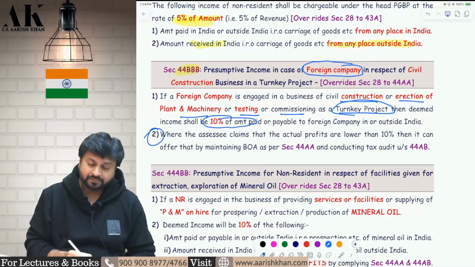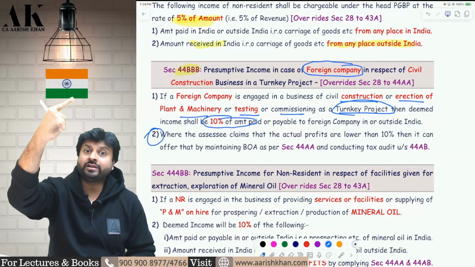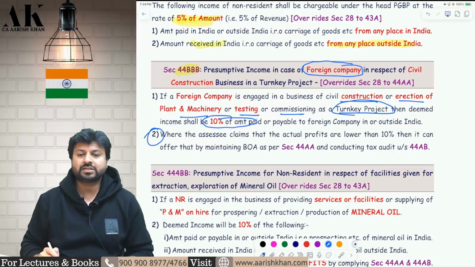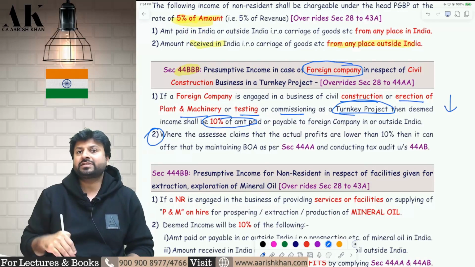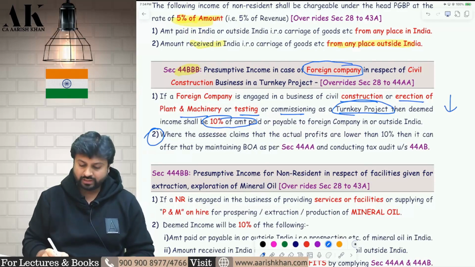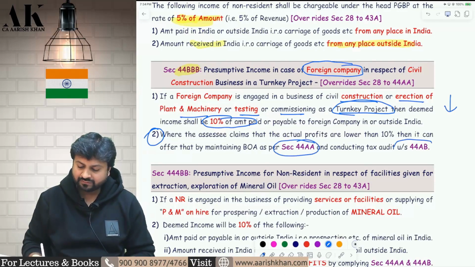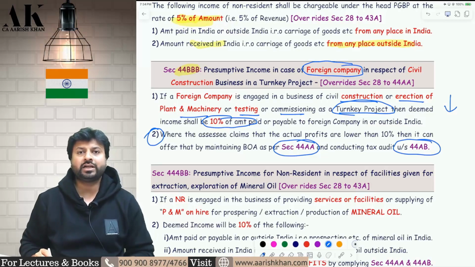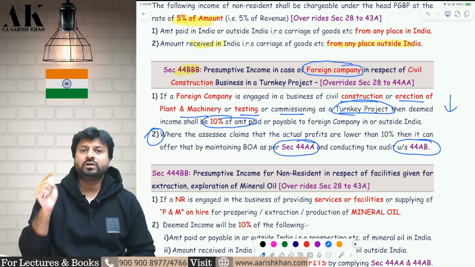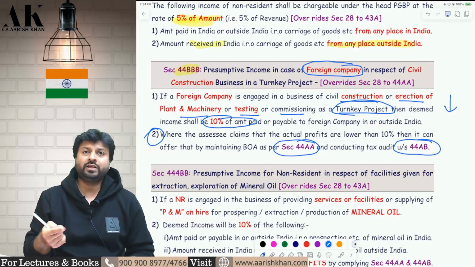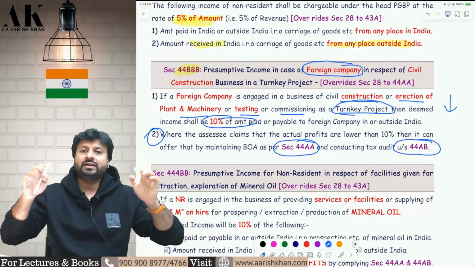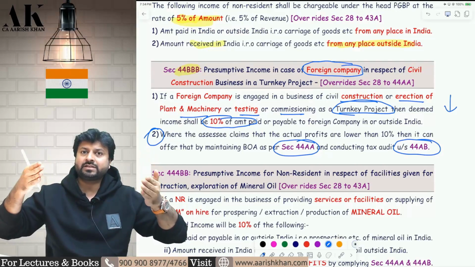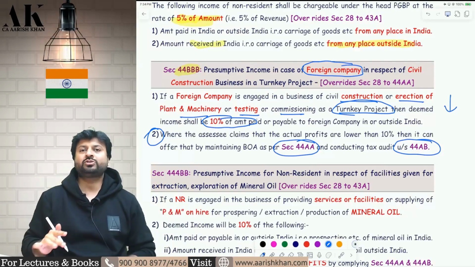Now, in this section, there is a special benefit which was not there in the previous two sections. What is that special benefit? In this section, if you want, you can show the profit lower than 10% also, but for that you need to fulfill two conditions. You need to maintain books of accounts as per 44AA, and you need to conduct tax audit as per 44AB. So if you conduct tax audit as per 44AB and maintain books of accounts as per 44AA, then you can tell the department that my profit is not 10%, it is 8%, 7%, 6%. You have the right to show the lower profit also.